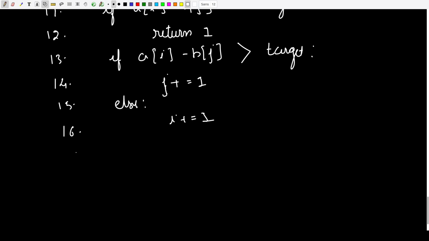And if the while loop ends and we are not able to find a pair, in such a case we are going to return -1. So that's the pseudocode, folks. Now let us see how we have implemented this in Python.